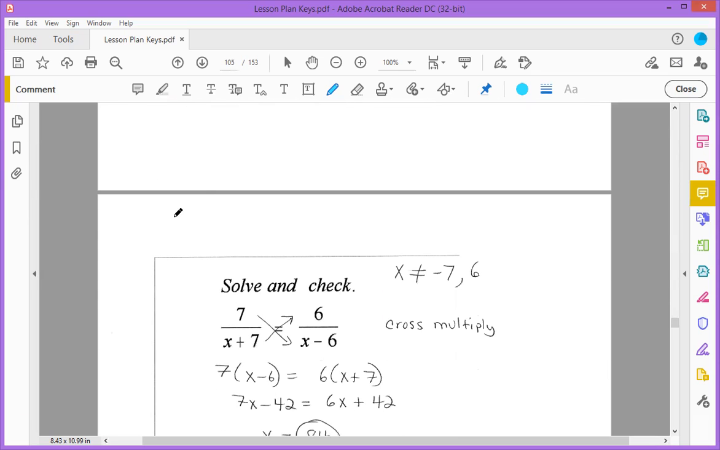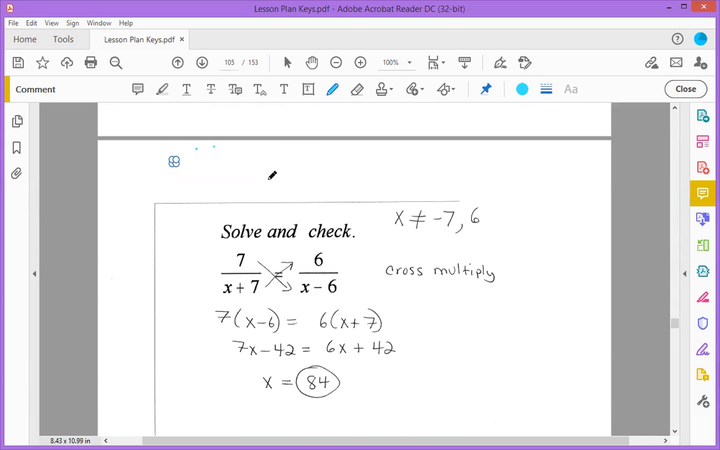All right, let's look at the next example. Now notice we have 7 divided by x plus 7 equals 6 divided by x minus 6. Now we're going to solve this equation by cross multiplying. We're going to cross multiply, multiply the terms that are diagonal to each other.